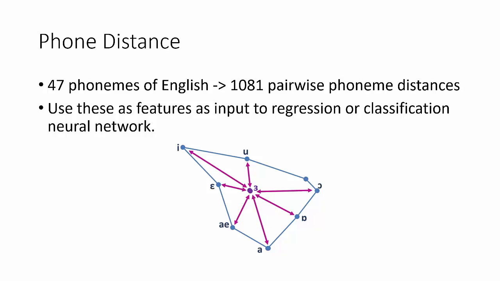accent. So there are 47 different phonemes of English, and for each pair of phonemes, we can extract a distance feature. So the 47 choose 2 would be 1081 pairwise phoneme distances.